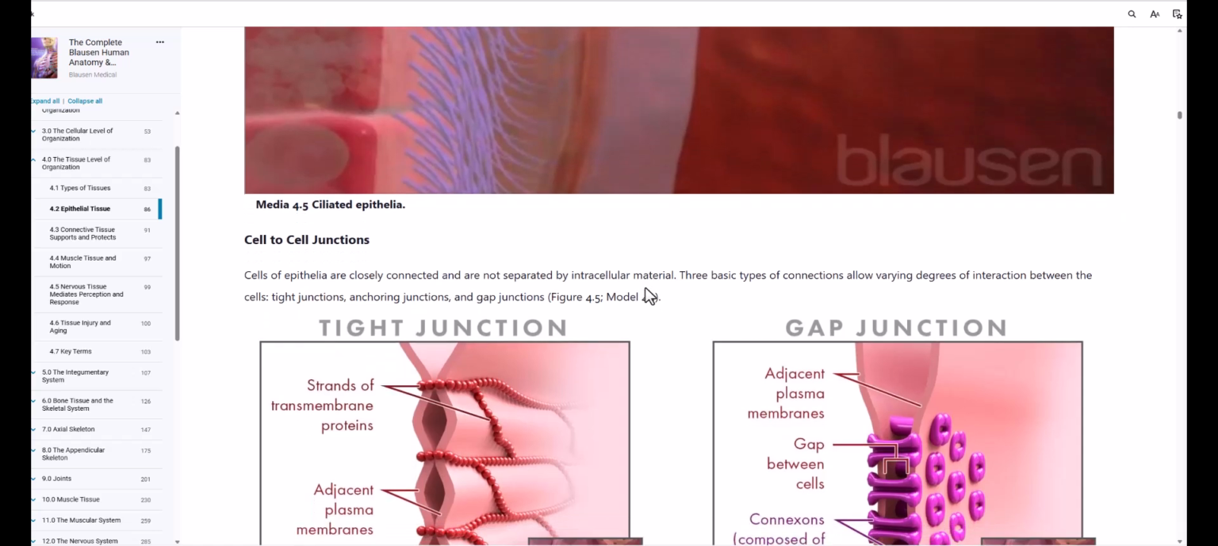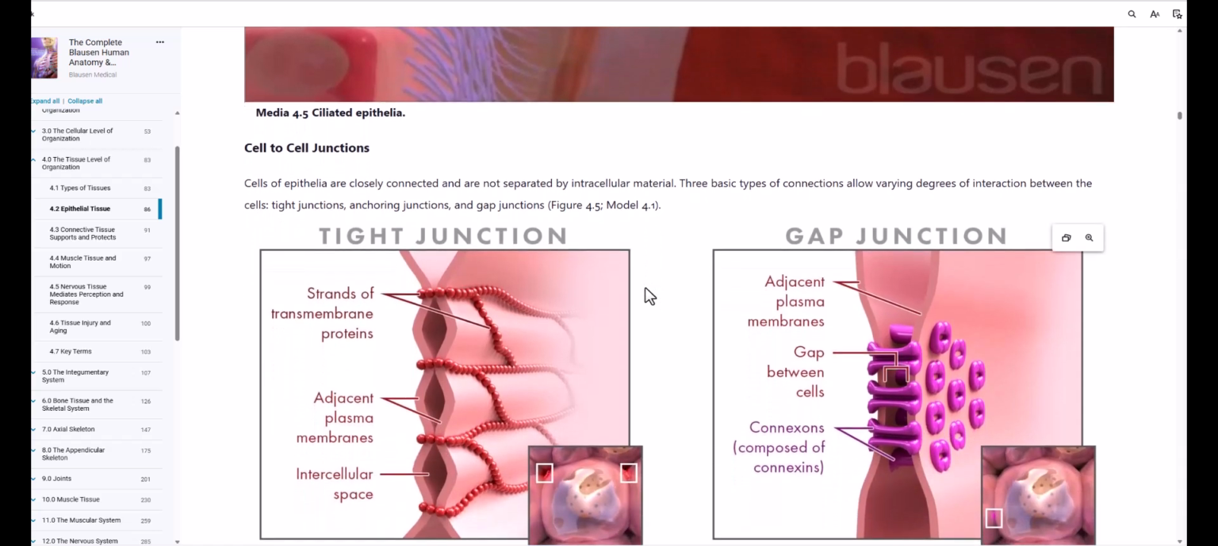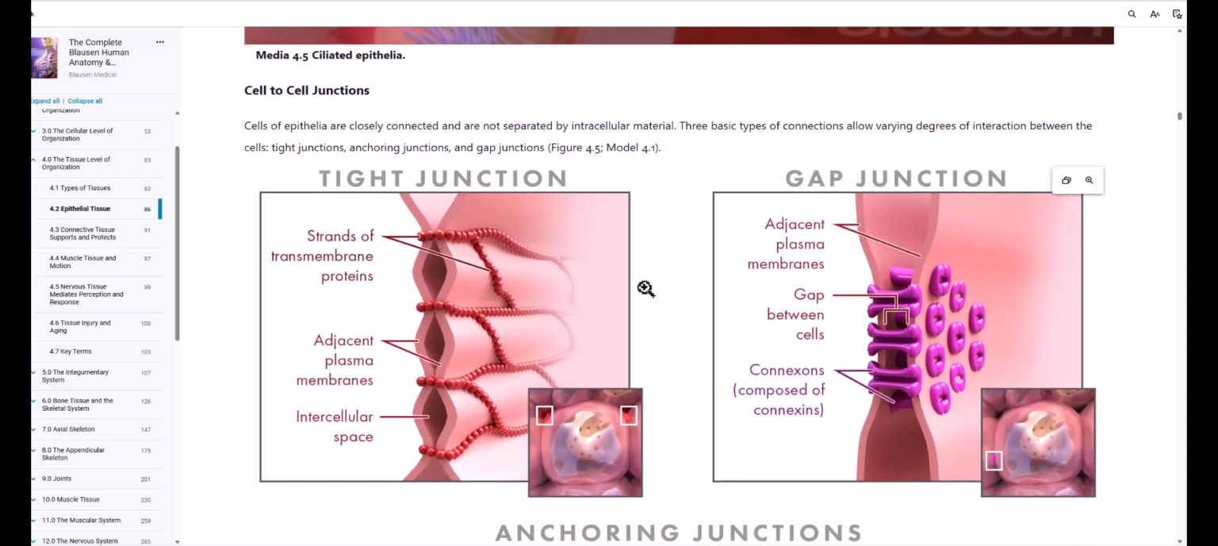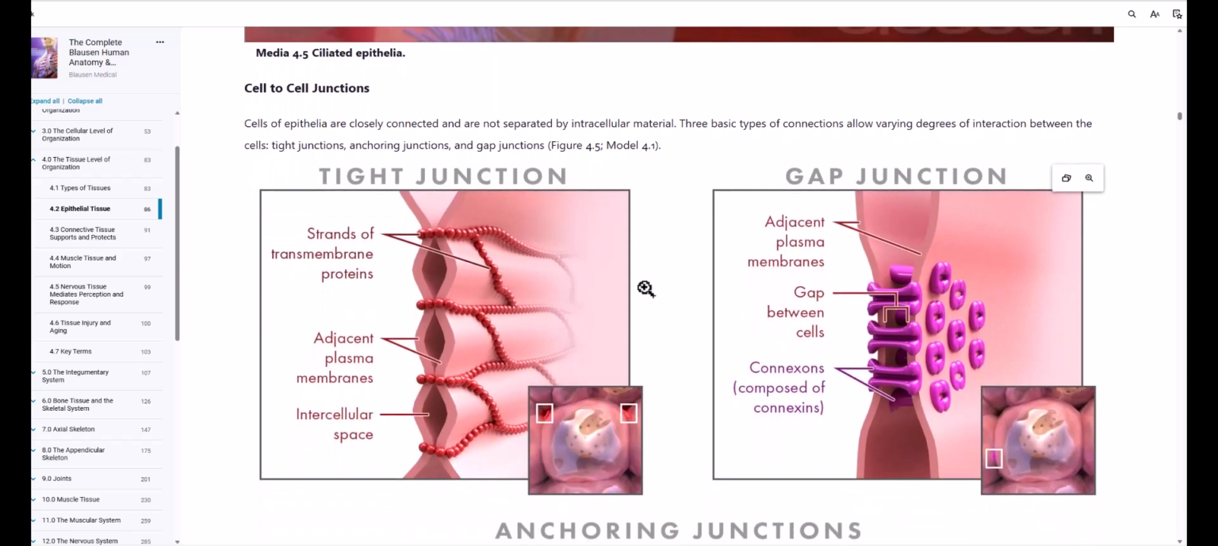So let's take a look at the different types of connections between these epithelial cells. So let's take a look first. Now these are all just simply called junctions, okay, of some sort. So let's first look at tight junctions. And what are we looking at here? Look at this inset here.